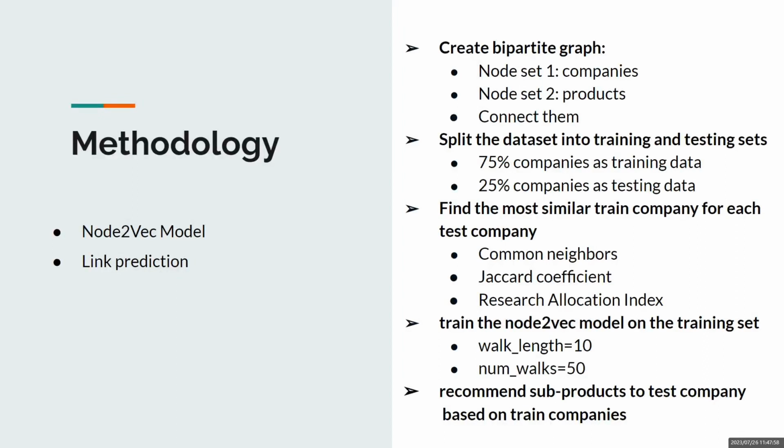Step 2 is to split the dataset into training and testing sets. We use 75% of companies as training data and 25% as testing data. Step 3 is to find the most similar company in the training data for each company in the testing data. We combine 3 similarity measures, including common neighbors, Jaccard coefficient, and resource allocation index. Step 4 is to train the node2vec model on the training set. We set the number of walks to 15 and the walk length to 10. Finally, we recommend products to the company in the testing data based on the companies in the training data.